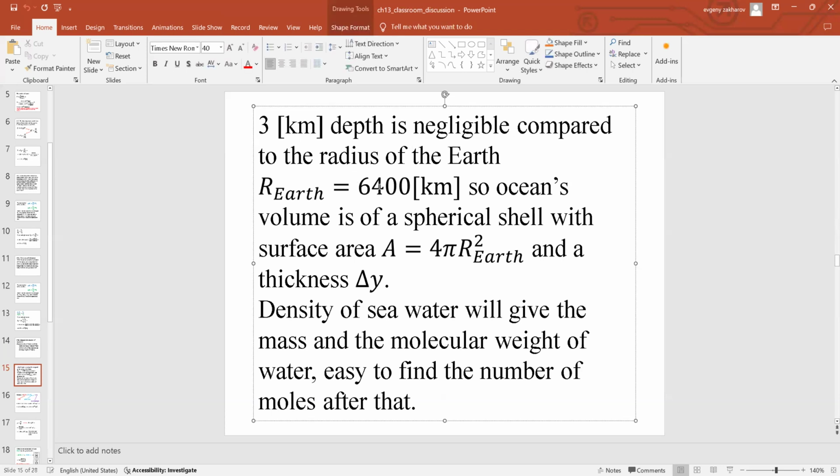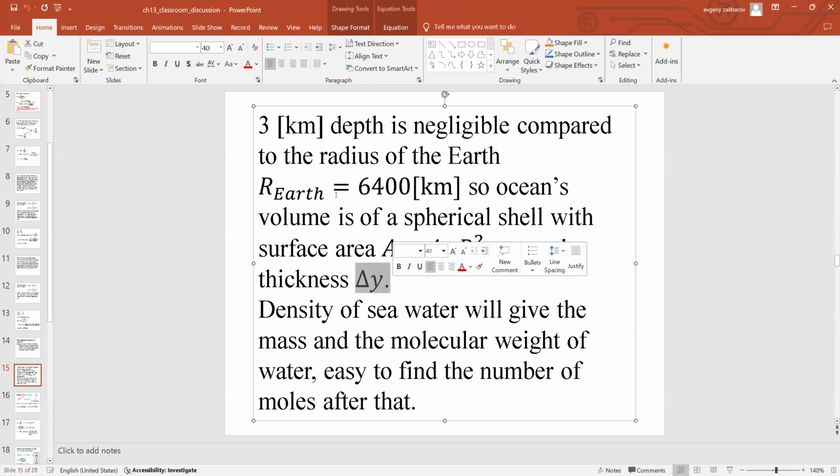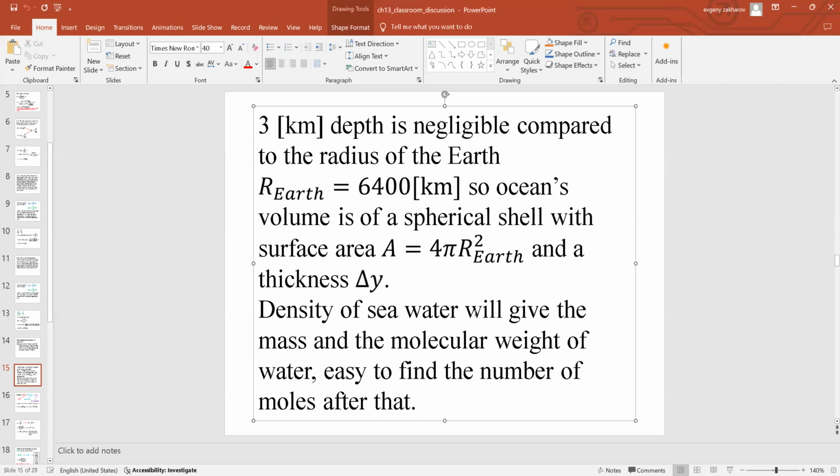Yeah, the radius of Earth is 6,400 kilometers. So ocean volume is really close to being a spherical shell with a certain surface area. Surface area is 4 pi r squared, r is the radius of Earth. If you subtract 3 kilometers, fine, you can go with 6,397. Not going to change much. I'm going to go with 6,400 anyways. And thickness delta Y, thickness is the 3 kilometers.